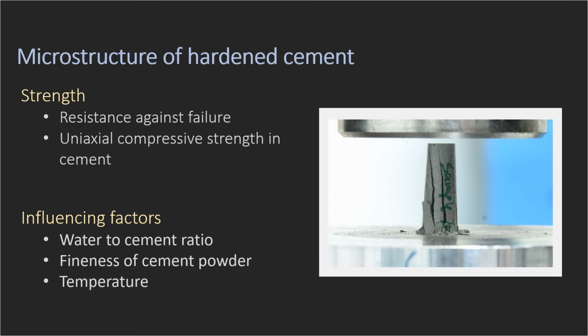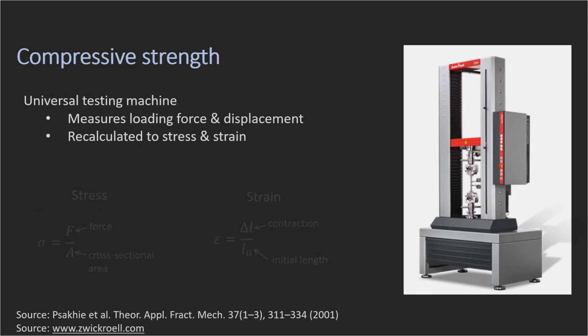Strength is one of the most important properties in a cement paste because it dictates how we design structures. Strength can be defined as resistance against failure, and when we talk about strength of a cement paste, we usually refer to uniaxial compressive strength. Strength can be influenced by several properties, mainly water to cement mass ratio, fineness of a cement powder, and also the temperature.